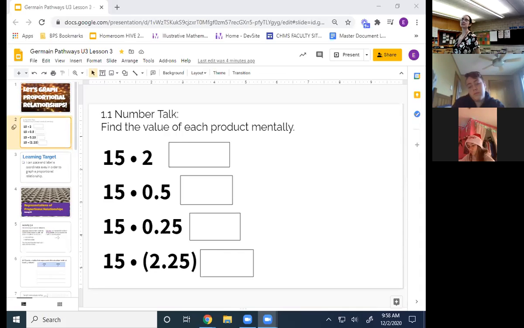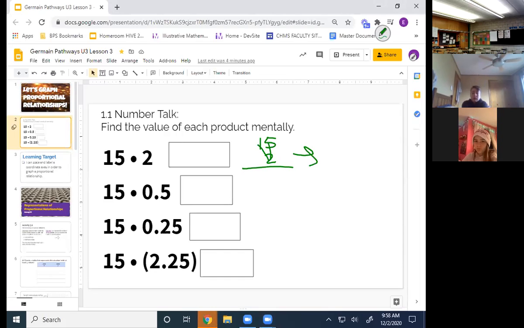Okay, ladies and gentlemen, let's take a look at this number talk for today. It says find the value of each product mentally. 2 times 15 times 2. What did we get for a product of this one? Throw it in the chat for me. That's like saying 15 times 2. You can think about it that way. Multiply, multiply, add them together. Or you can think about it simply as 2 groups of 15. 15 plus 15 is equal to 30. Very good. Nice job, guys. 30 is equal to 15 times 2. Awesome job.